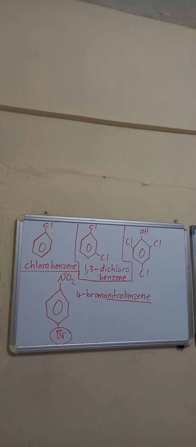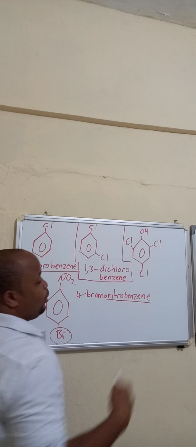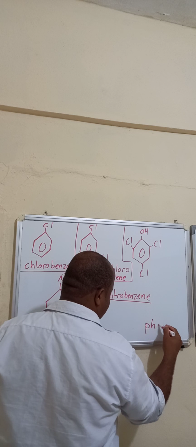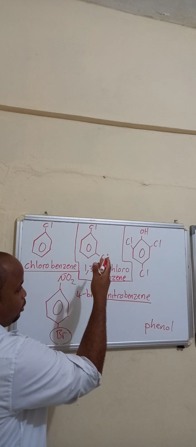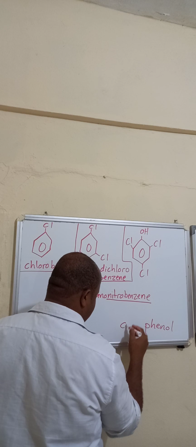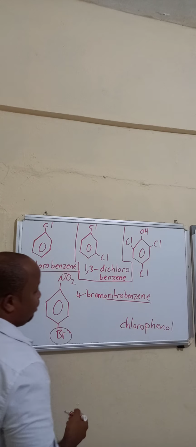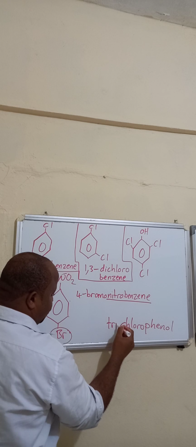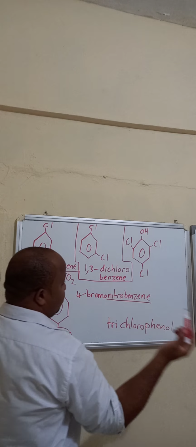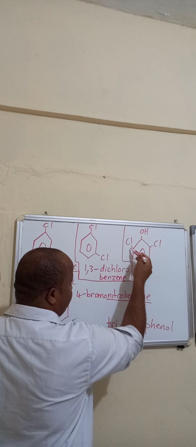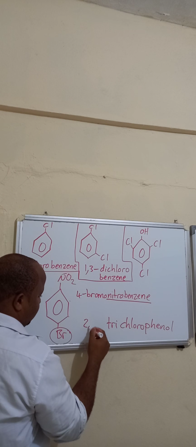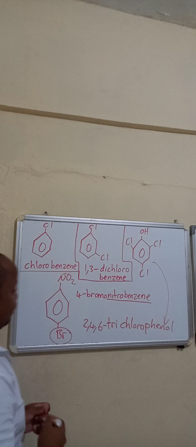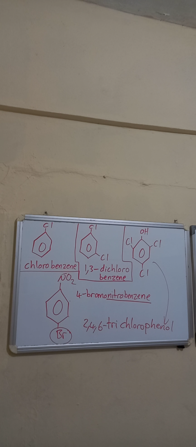And of course, a benzene ring with OH, that would be phenol. And we have the chloro group present, so that is chlorophenol. And there on carbon, we have 3 of them, so it is trichlorophenol, on carbons 2, 4, and 6. So it is 2,4,6-trichlorophenol. Alright? So those are some other compounds.